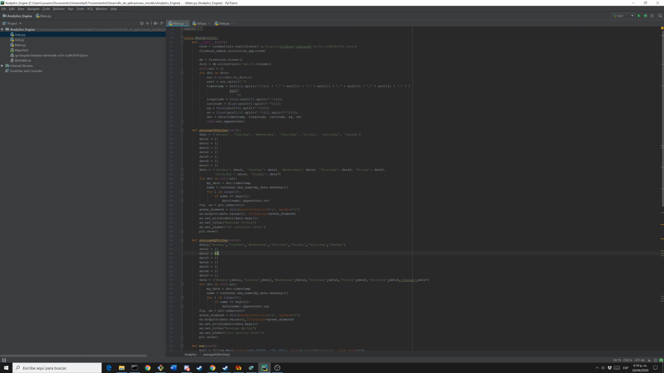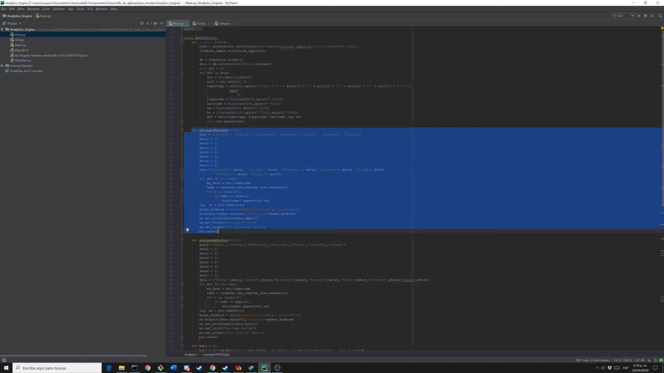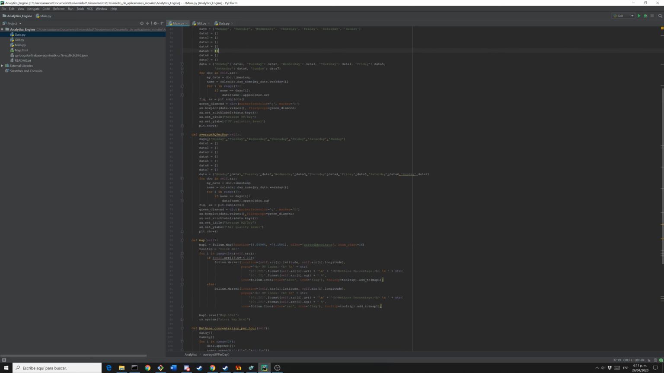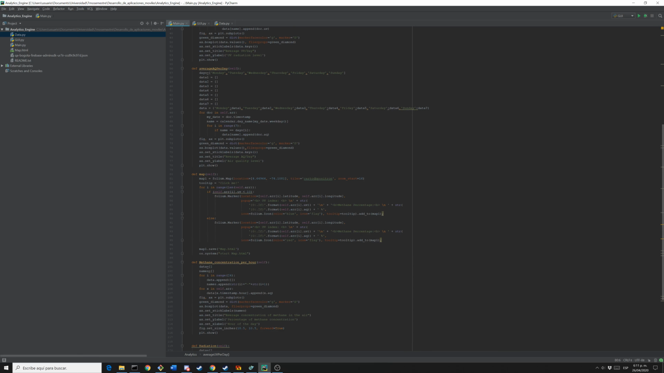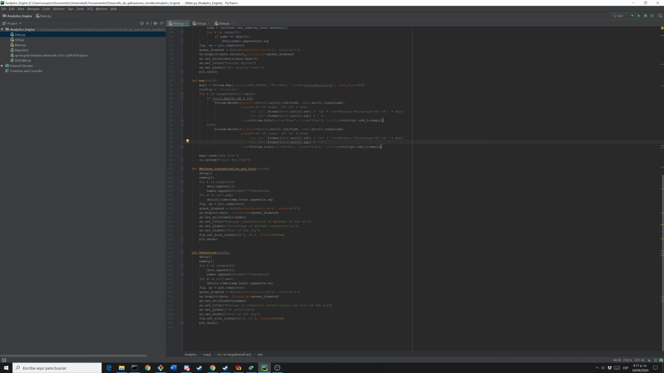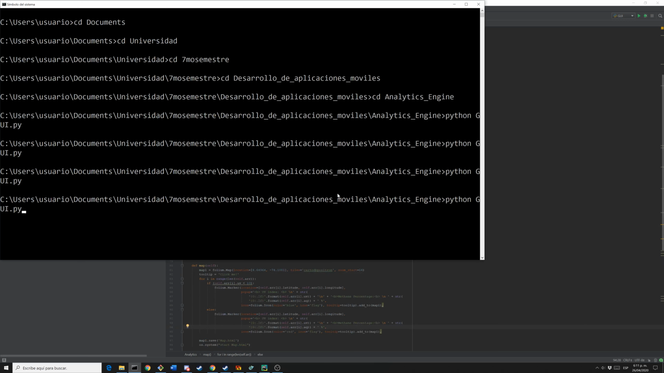Each one of these methods is used to answer each one of the business questions that we have. So this answers the average UV radiation per day. This answers the average air quality per day. This map shows the UV quality and the air pollution metrics around Bogota. This shows the methane concentration in the air per hour of the day, and this shows the UV radiation per hour of the day.